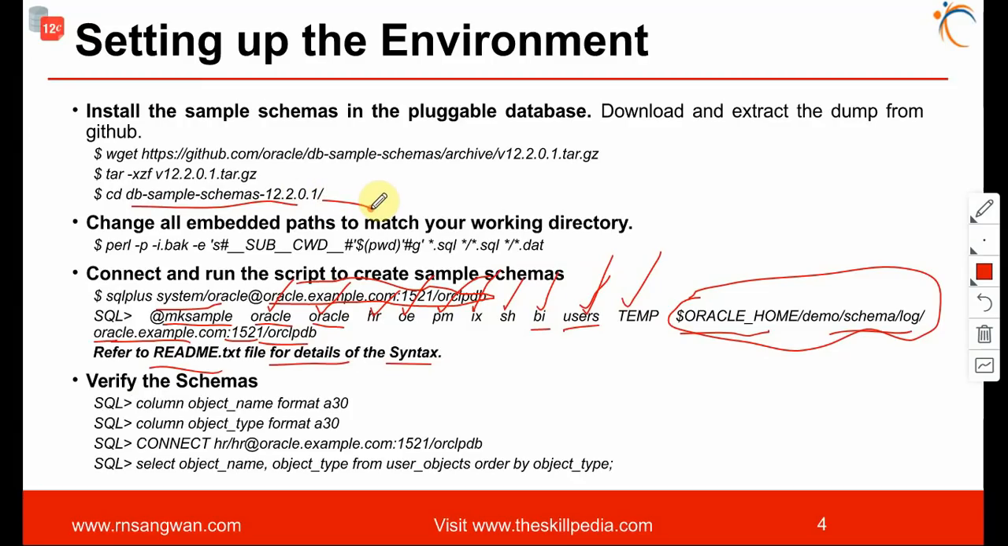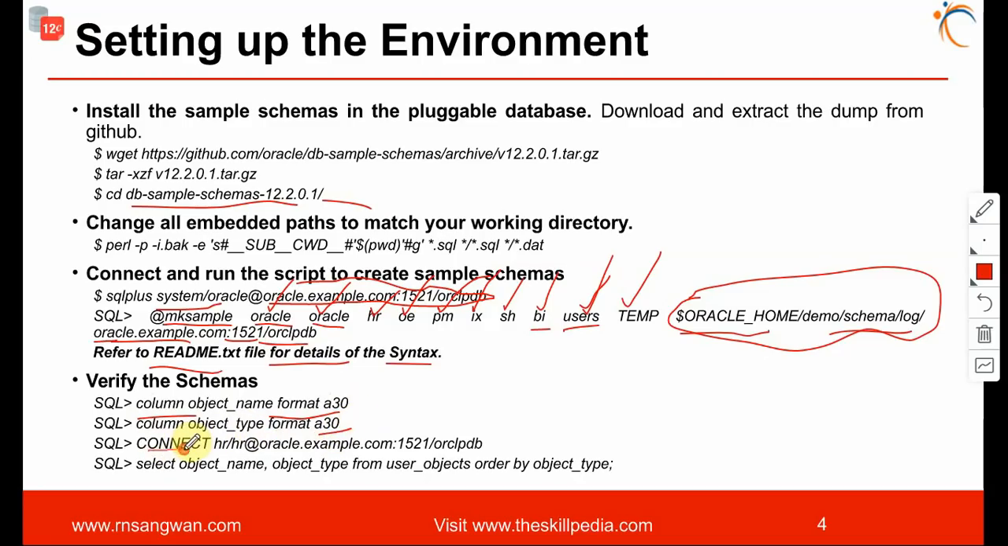Column object name format A30. This is basically to specify the format. When you display the output, generally it displays very long headings, so we are specifying only a 30-character heading for the column name. Similarly for object type 30: column object type format A30.